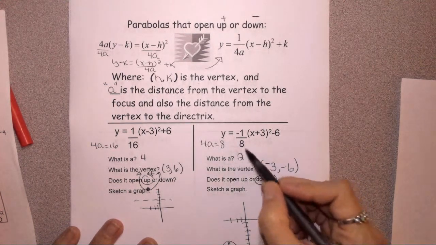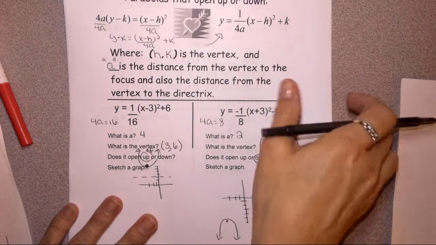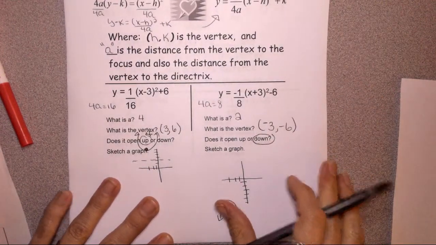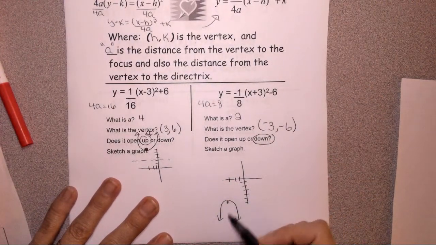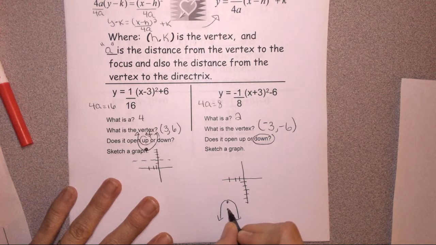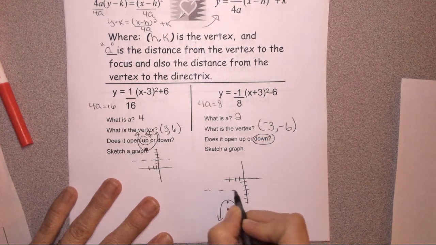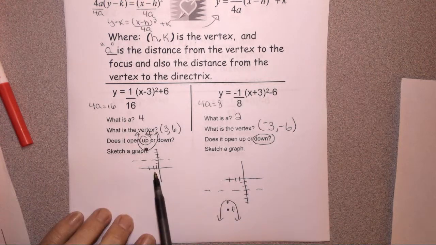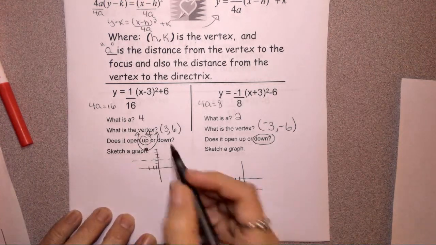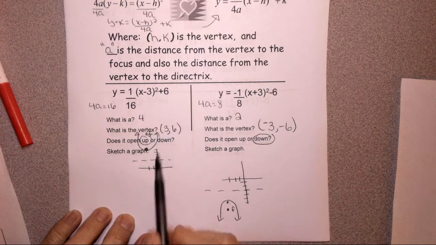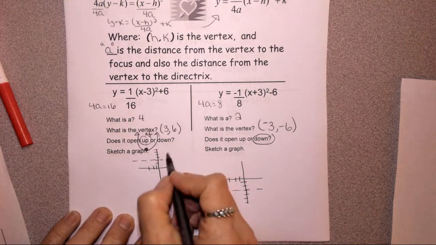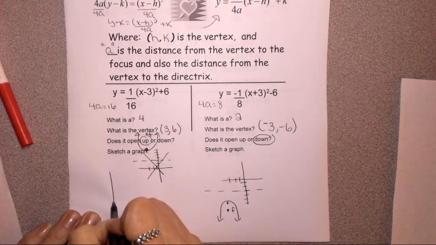Remember what I said, this right here is going to give me the distance to the focus and the directrix. The focus is always inside the parabola, so I would go 2 in, and then I would go 2 out to get the directrix. I messed up this graph over here. If you'll notice, the vertex was 3, 6, and I graphed negative 3, 6. So that's completely wrong.